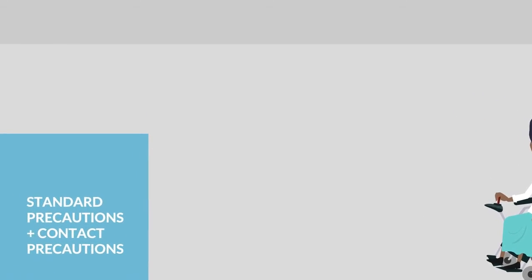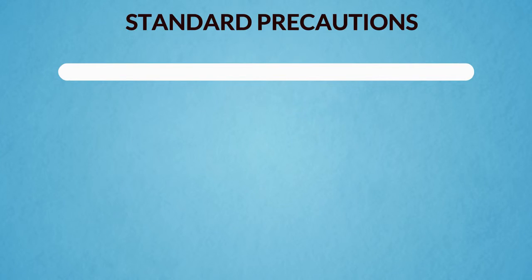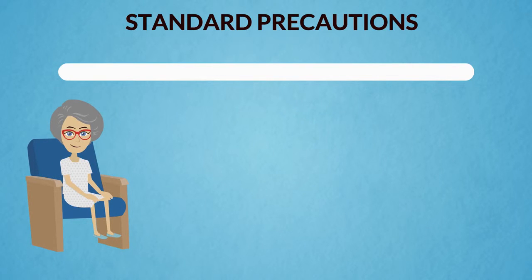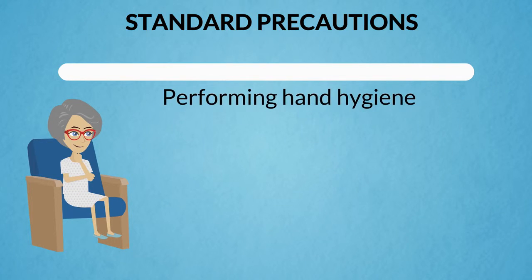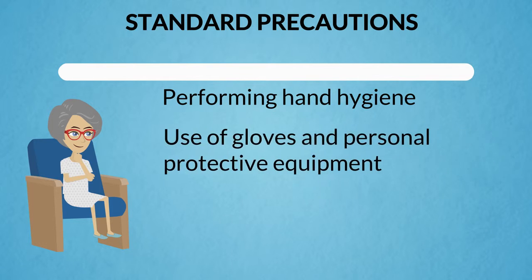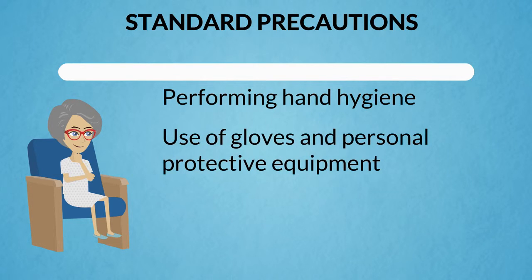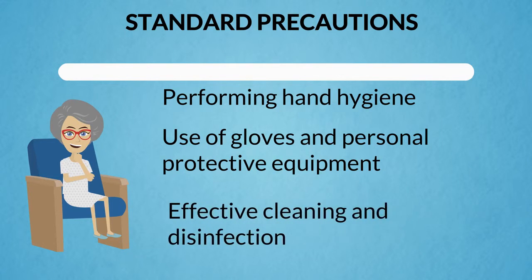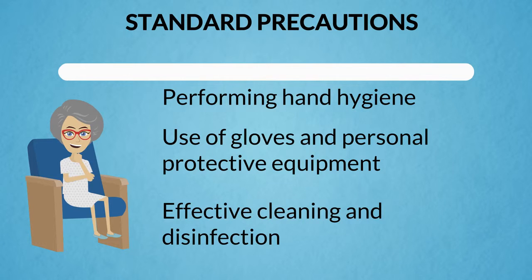Standard precautions plus contact precautions. In healthcare, standard precautions should be followed for each and every patient or resident, regardless of their diagnosis. This includes performing hand hygiene before and after caring for each patient or resident and their environment, use of disposable gloves and other personal protective equipment, such as gowns to prevent contamination of staff with blood or body fluids, and effective cleaning and disinfection of the care environment or equipment.